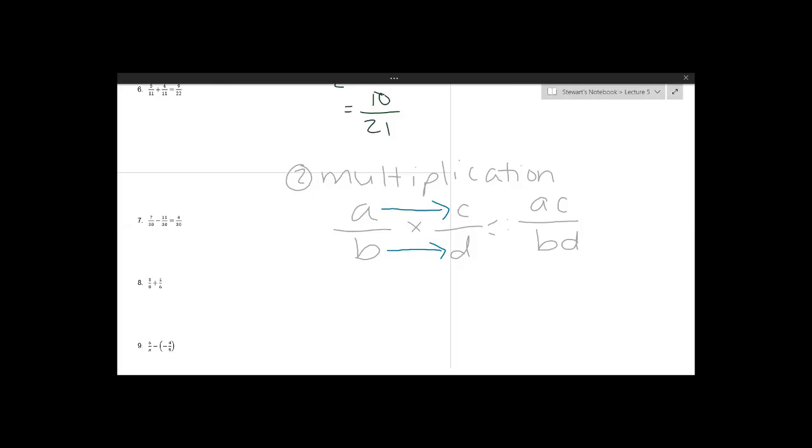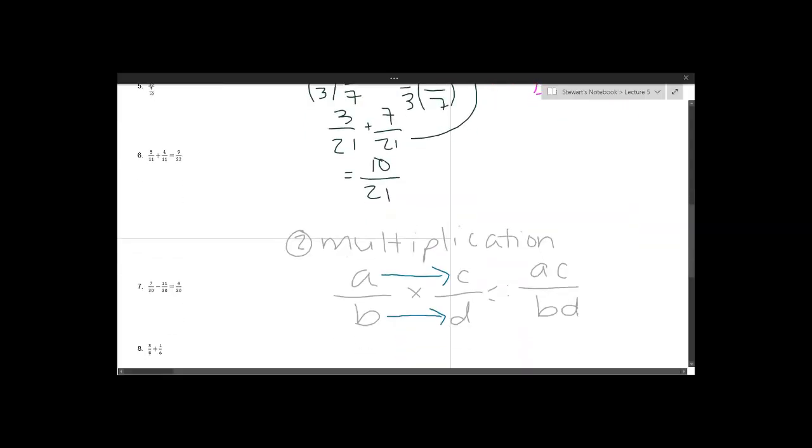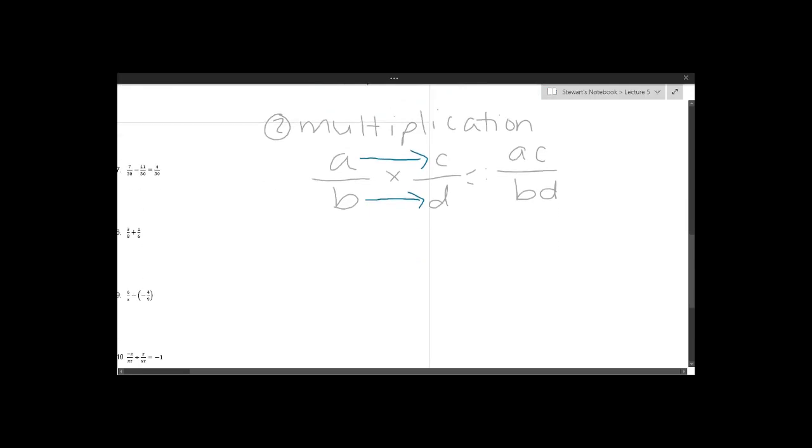When you're multiplying two fractions together, you multiply straight across, because you're multiplying different parts of different wholes. You're not considering the same thing. You're just multiplying different parts of different wholes together to get a completely different result. So you'd multiply straight across the numerator and straight across the denominator to get that.